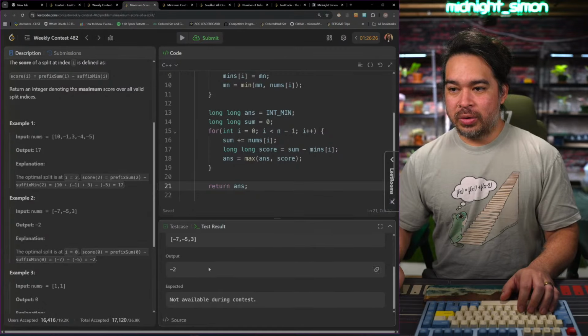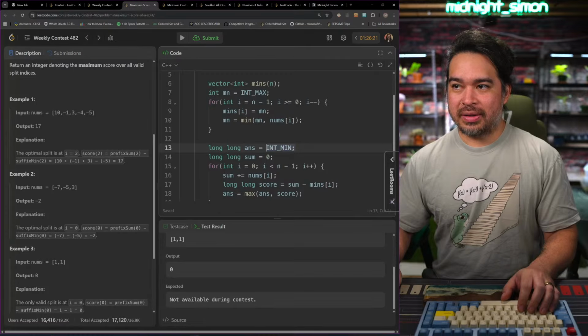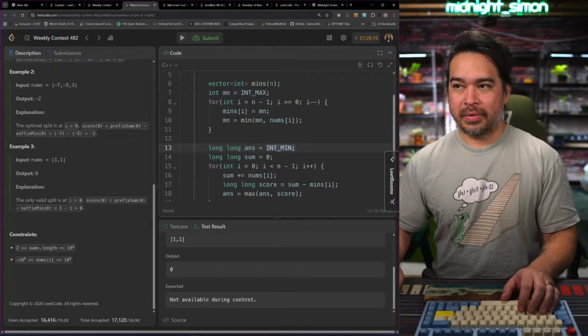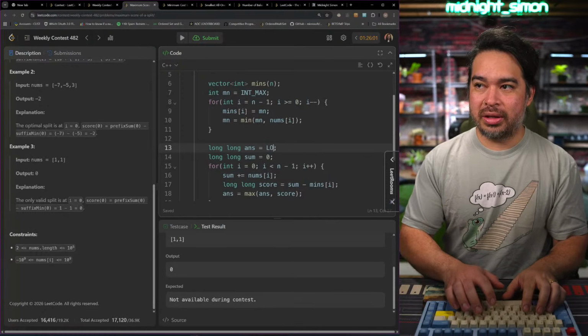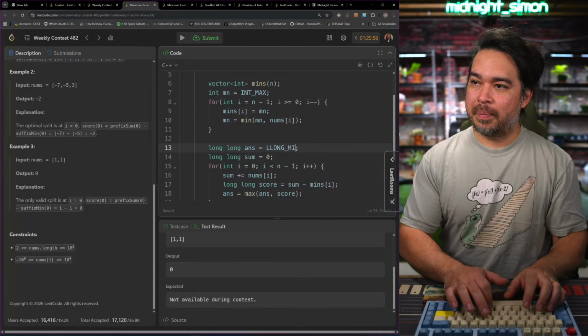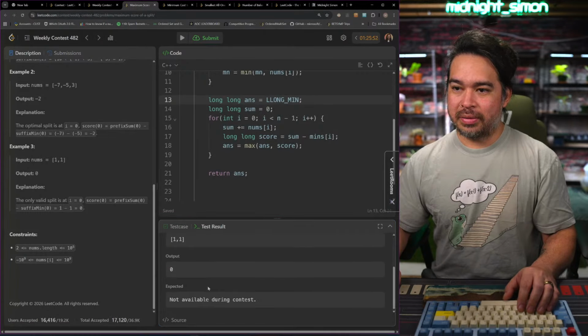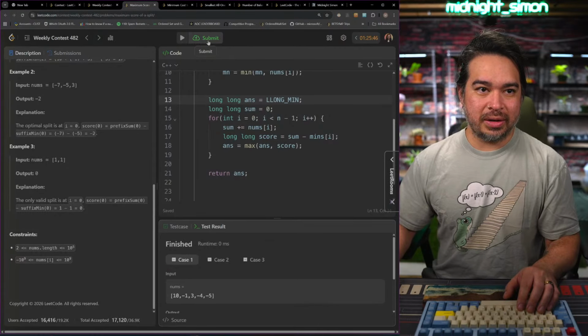-17, -2, and 0. Alright, one thing I'm not sure is, is this int min gonna be enough? I think it will be enough because nums could be -1 billion. Nums i. So the minimum would be -1 billion. No. I think I should use long min. I should type in a test case that tests that, but I'll just submit instead.